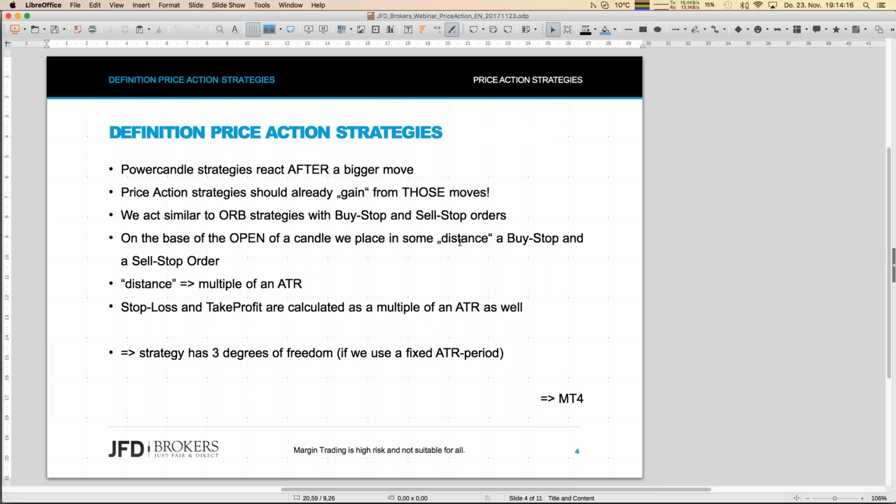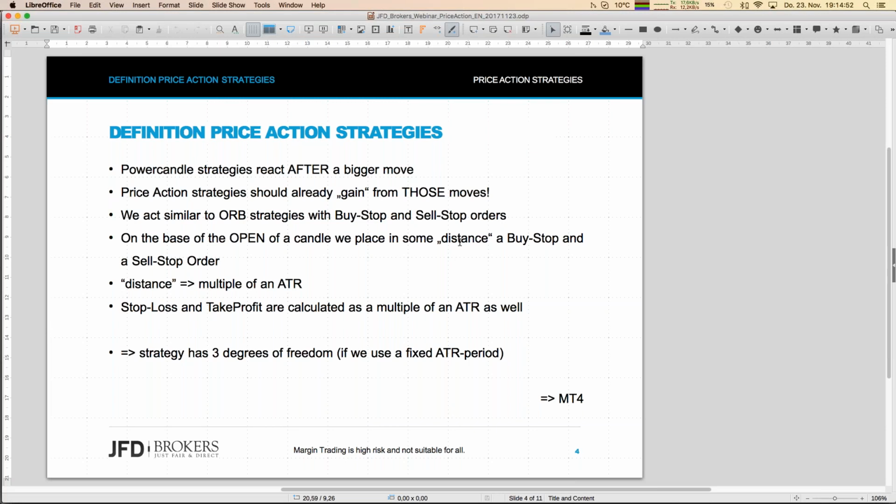So in principle, that kind of strategy has 3 degrees of freedom. As you know, when I talk about strategies, I always talk about those degrees of freedom, or you might call them simply parameters. What is the multiple for the order placement? What is the multiple for the stop loss setting? And what is the multiple, the risk reward ratio, for setting the take profit? So those are 3 parameters, and mathematically they are simply called degrees of freedom.